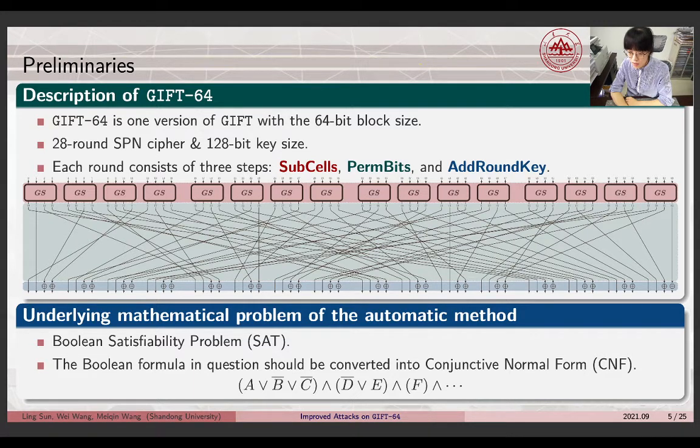A SAT problem is satisfiable if there is an assignment of Boolean values to variables so that the formula is evaluated to be true. Almost all existing SAT solvers accept Boolean formulas in conjunctive normal form as input. So the Boolean formula in question should be expressed as a conjunction of one or more Boolean constraints, and each constraint is a disjunction of Boolean variables.